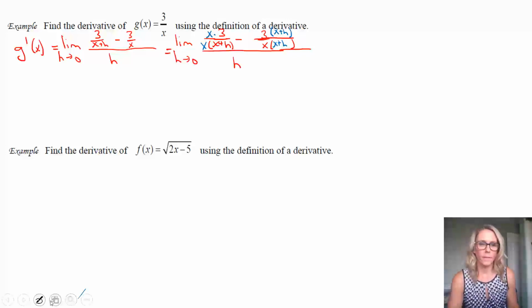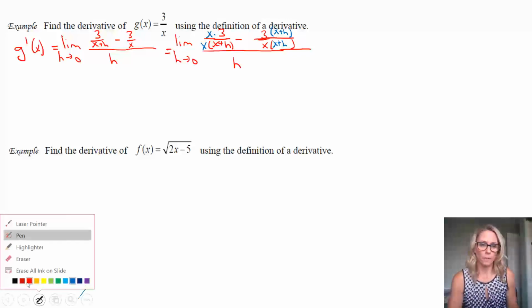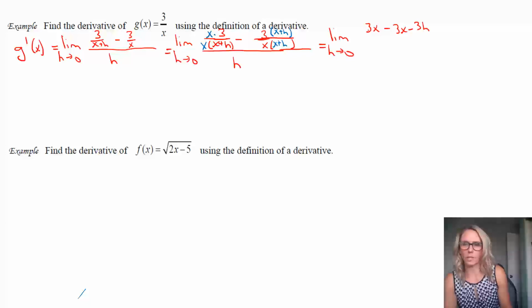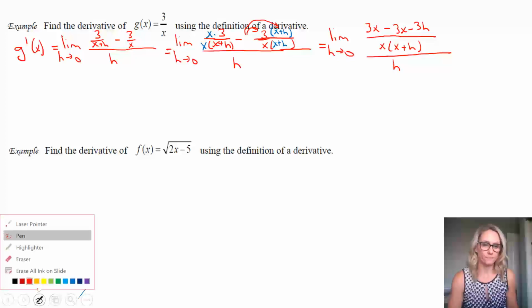There we go. And then we just go from there and simplify and see what happens. So now we have the limit, don't forget your limit, as h goes to 0 of 3x. And so I'm going to combine my two fractions here. So I'm going to have 3x minus 3h. So I'm doing this subtraction here, and then I'm going to put them all over that x times x plus h. And then, of course, that's all over the h. So don't forget all those pieces there that we have.